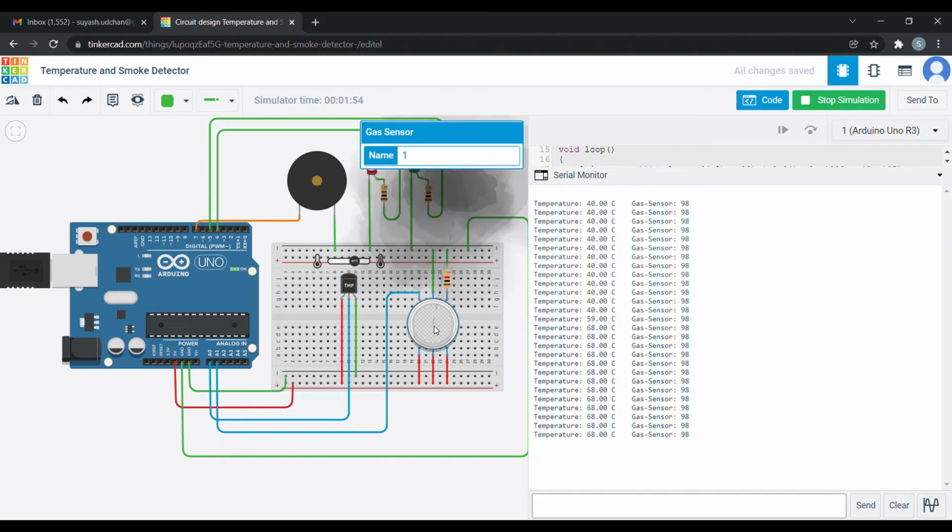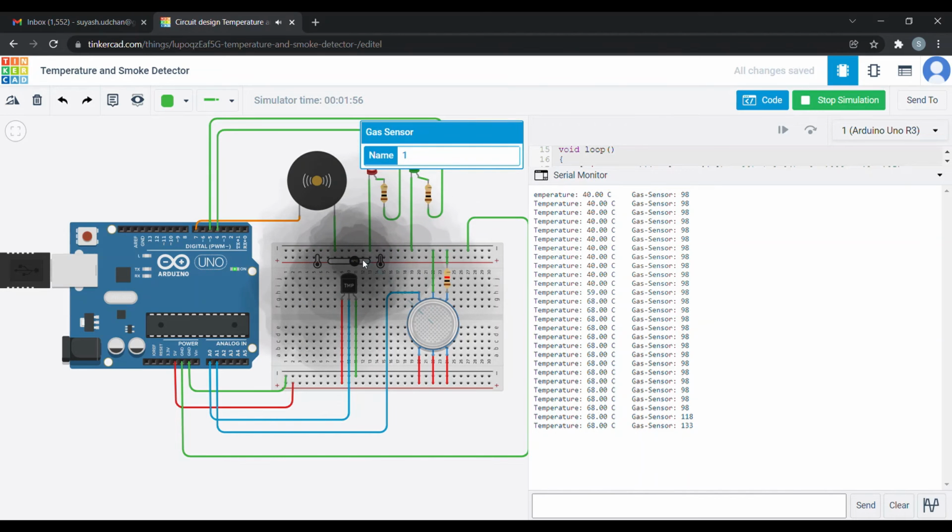the concentration of gas. As we move gas towards the gas sensor, here you can see before it was 98 and after it was 118, 133. So the concentration of gas that the gas sensor is able to sense is increasing as we have moved the gas nearer to the gas sensor. And the buzzer is also making sound. Now I am moving away from it, so here you can see 89, 90 as it is decreased.